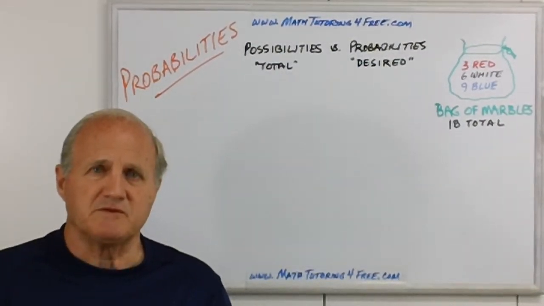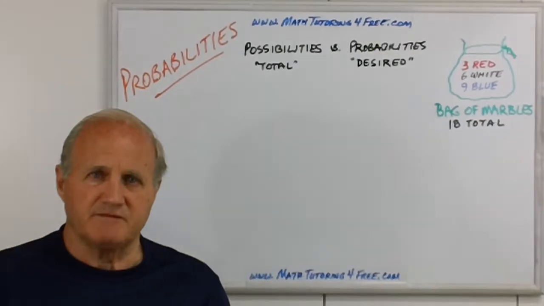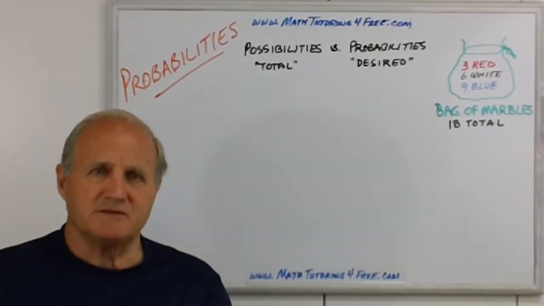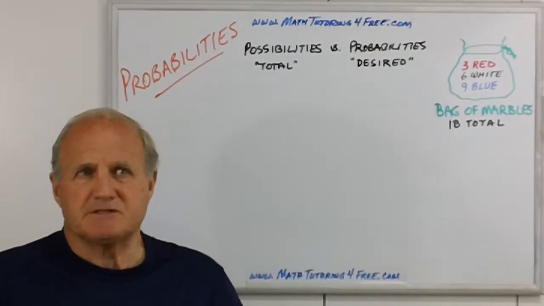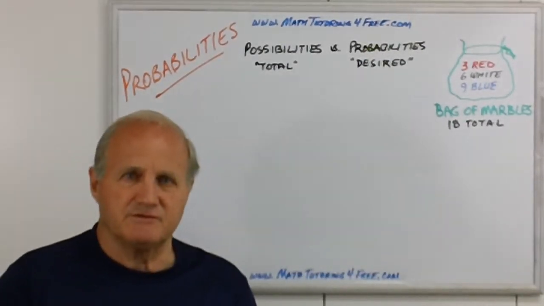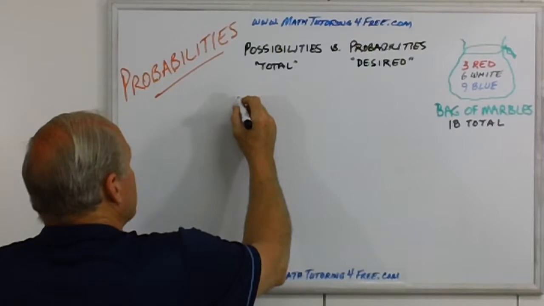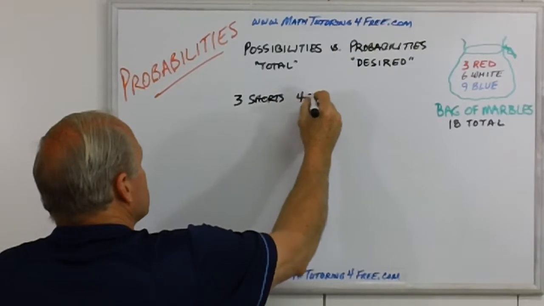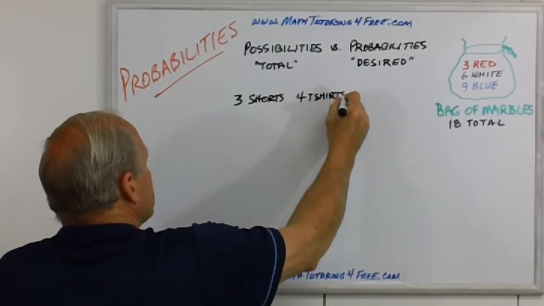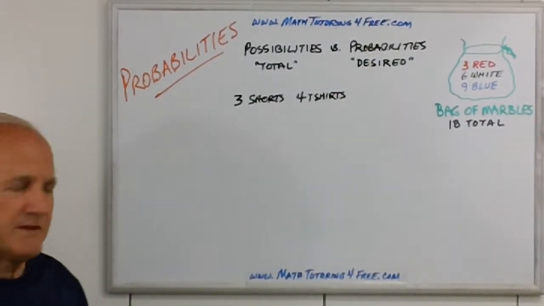But when we talk about probabilities, we also have to talk about possibilities, and we need to understand the difference in the two. When we talk about possibilities, we're talking about how many different ways an event can occur. Let's use an example of getting dressed for school in the morning, and let's say we have 3 pairs of shorts and 4 t-shirts. The question is, how many different combinations of shorts and t-shirts can we get with that?